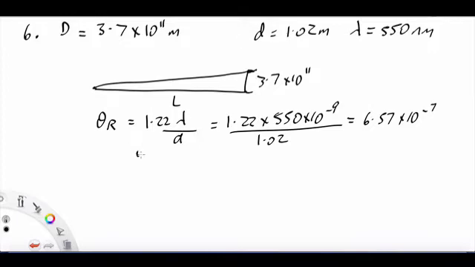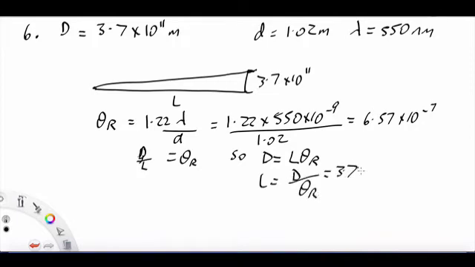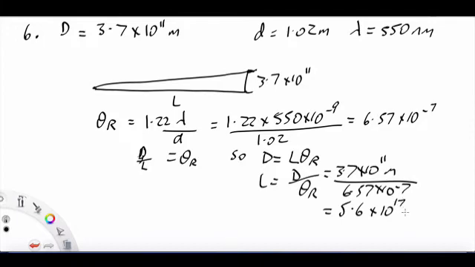So now we have y over L, or D, it was actually D it was called in this question. D over L is theta r, so D equals L times theta r. And then we have L equals D over theta r. So we have 3.7 by 10 to the 11 meters over 6.57 by 10 to the minus 7. That gives us 5.6 by 10 to the 17 meters.